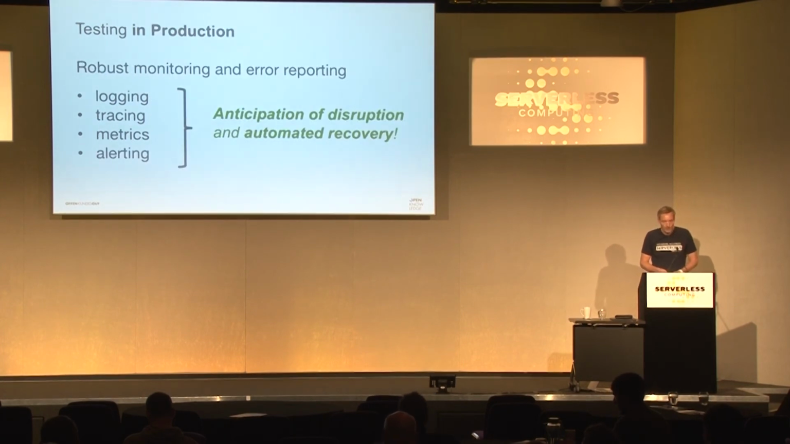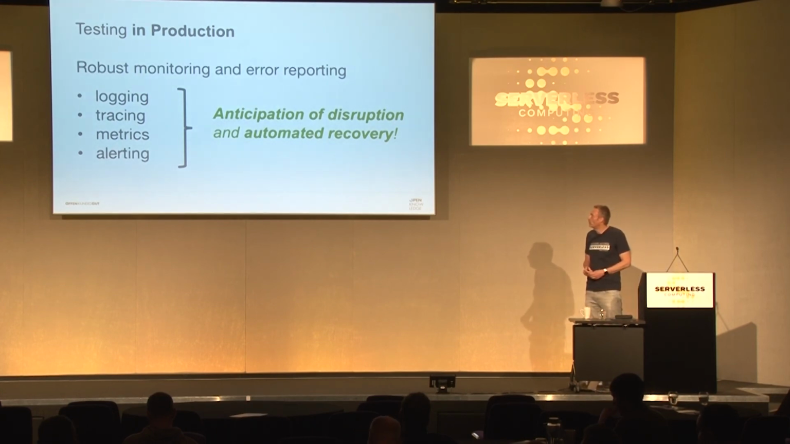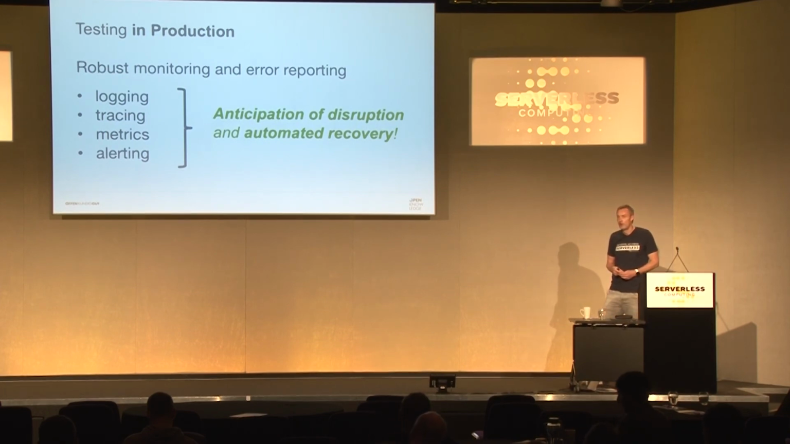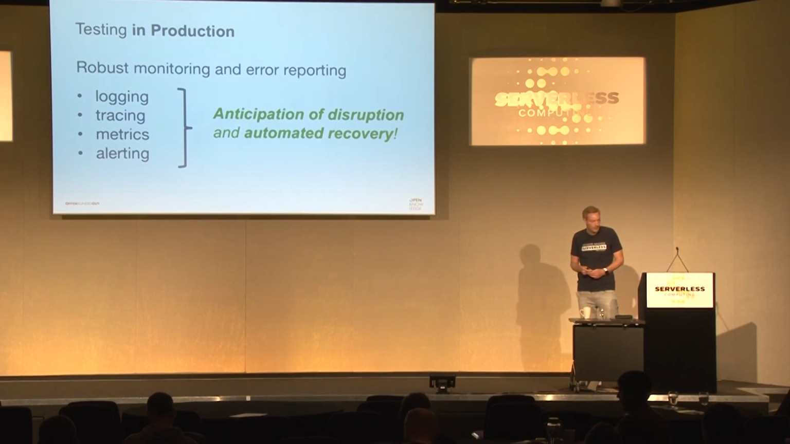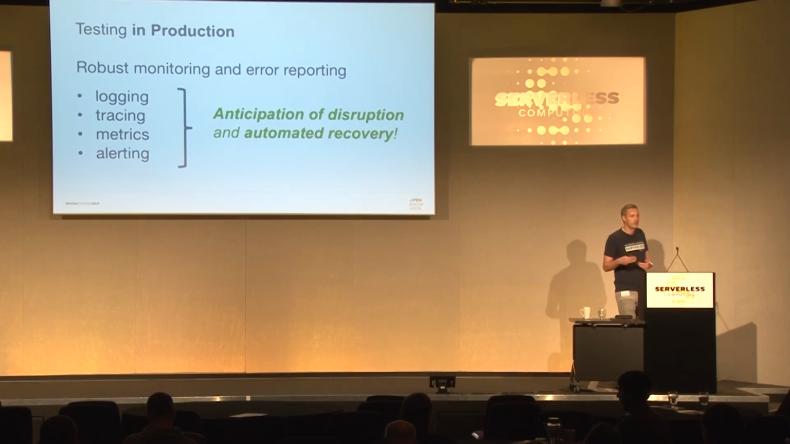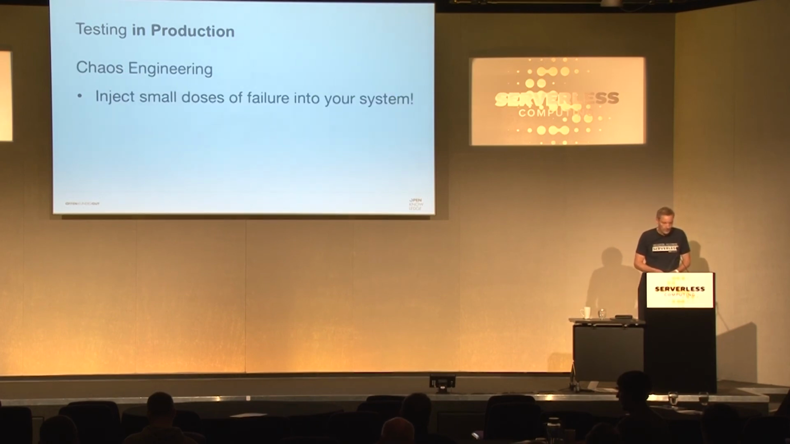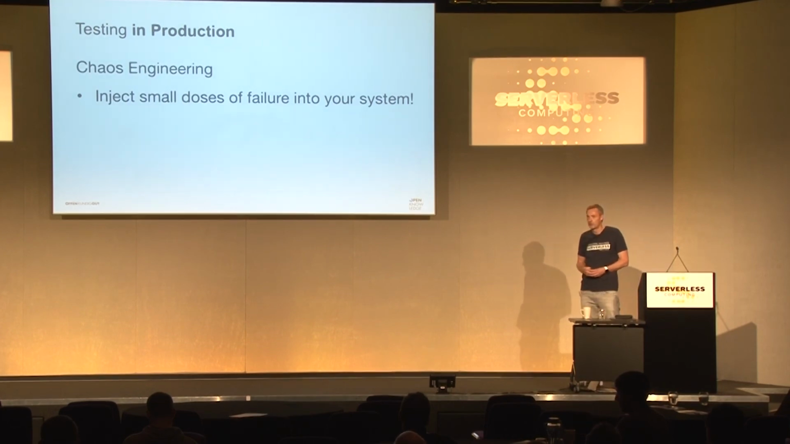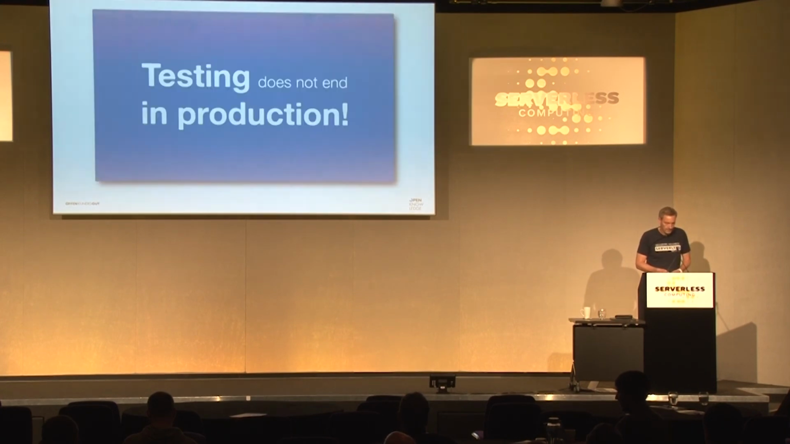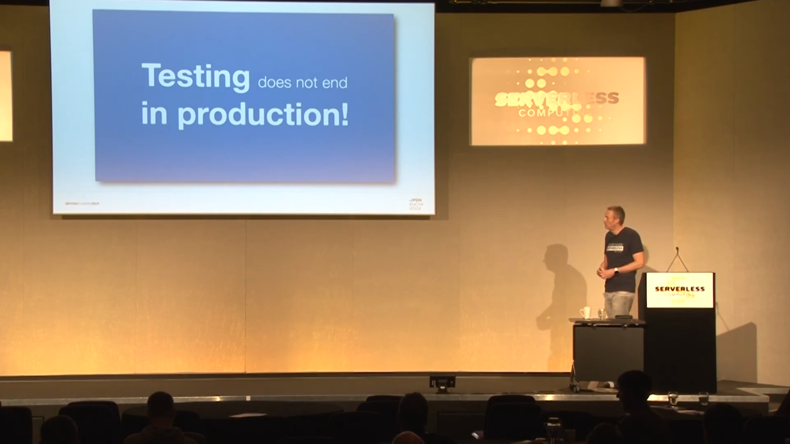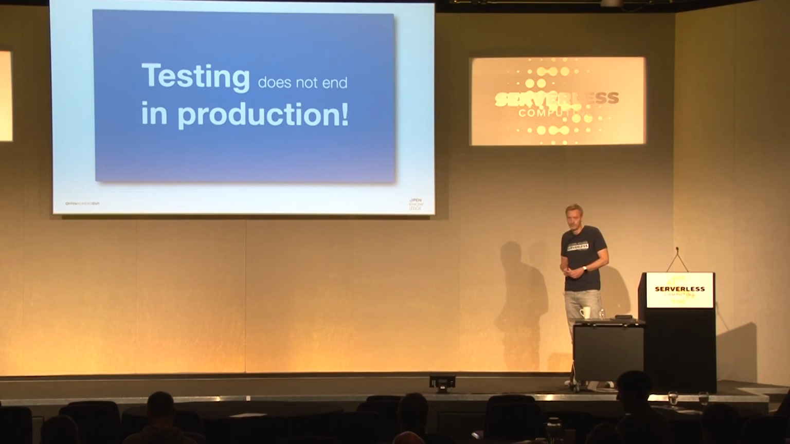What we also have to do is set up robust monitoring and error reporting, like logging, tracing, metrics, and alerting, to anticipate disruptions and to be able to automatically recover before something really explodes. And last but not least, we have the chance to inject small doses of failure into our system via chaos engineering. Okay. So just keep in mind, take home: testing does not end in production.